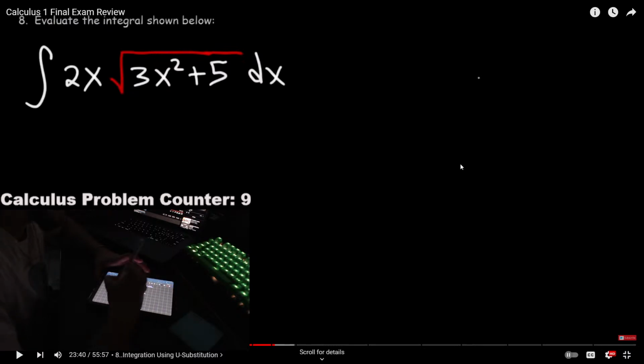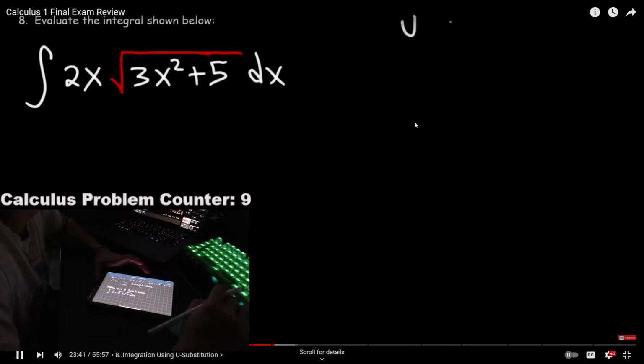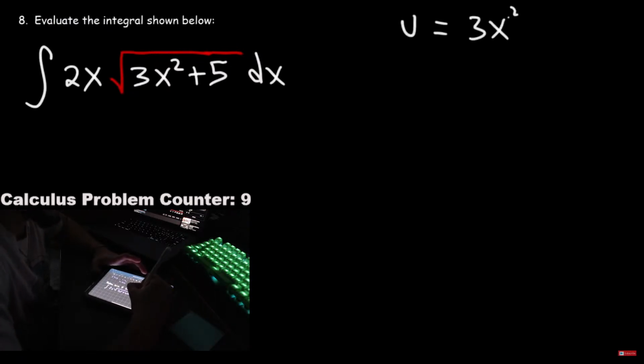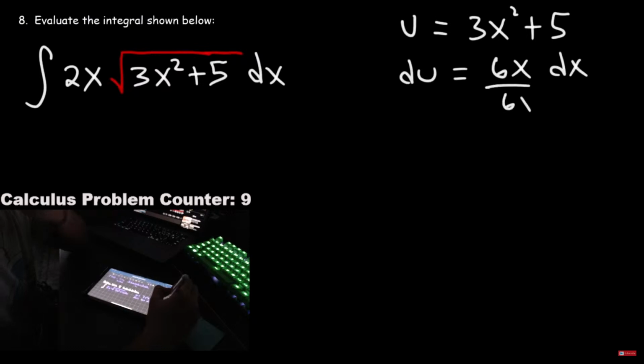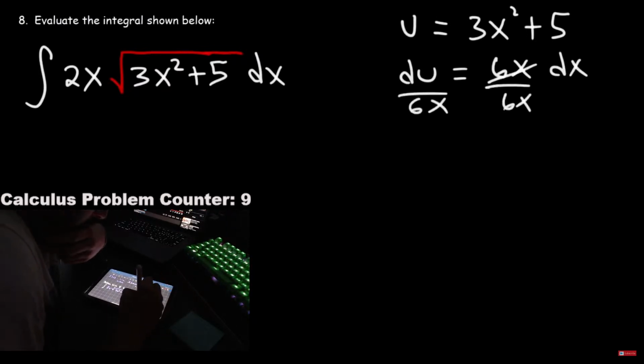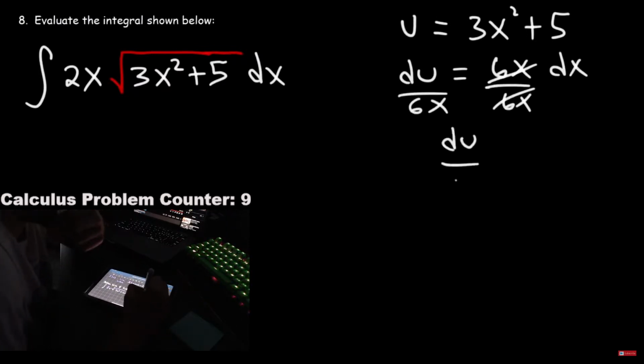Integral of 2x square root 3x squared plus 5 dx. What we're going to do is make u equal to 3x squared plus 5. And so du is going to be the derivative of that, which is 6x times dx. The derivative of a constant is 0. Now, what I recommend doing is dividing both sides by 6x to solve for dx. So dx is going to be du divided by 6x.